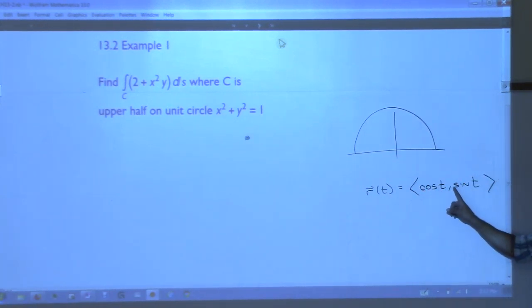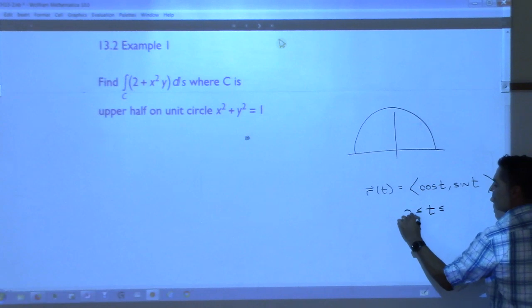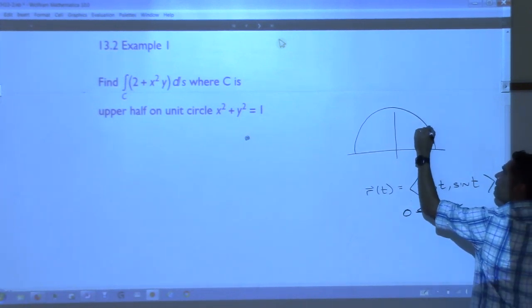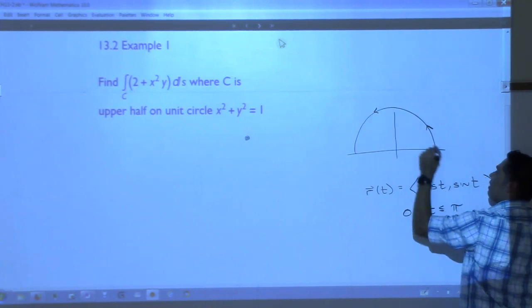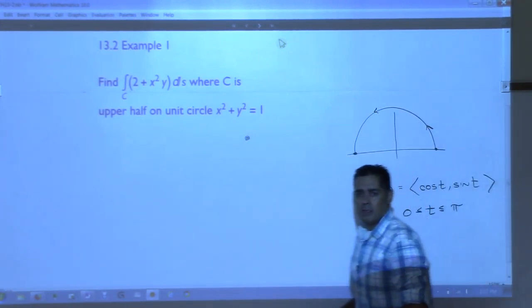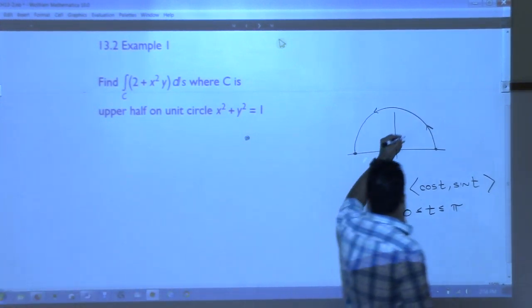So cosine t, sine t would draw a unit circle. That would have a radius of 1. And t here would need to be restricted between where and where? 0 and pi. That will draw me half of my unit circle, and it will actually draw it like this, right? It'll start here, and it'll go counterclockwise like that. That direction will matter later, okay? That's why I'm pointing this out. So this is C, all right?